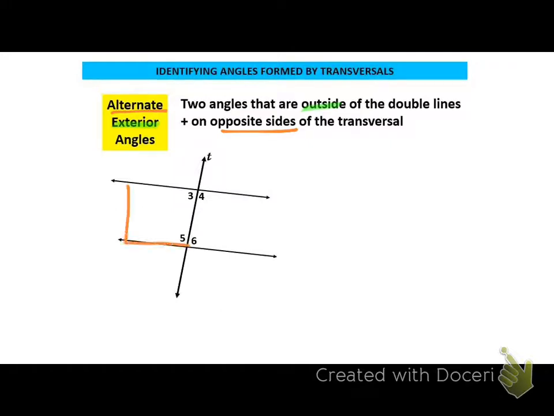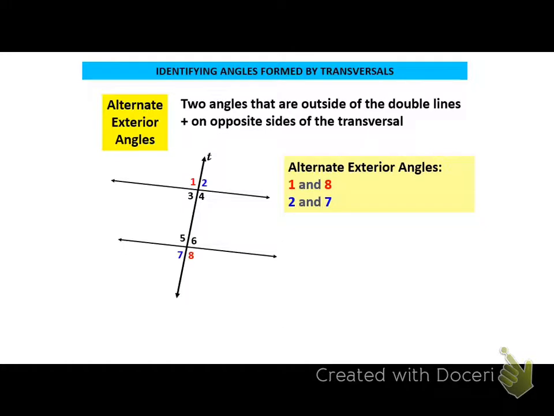So again, you can always connect the double lines so you can see what's on the inside, and then we can talk about which angles are exterior and alternating. This is 1, right? 1 is on the left side of the transversal, so my alternate exterior will be on the right side, so it'll be 1 and 8. And then 2 and 7.